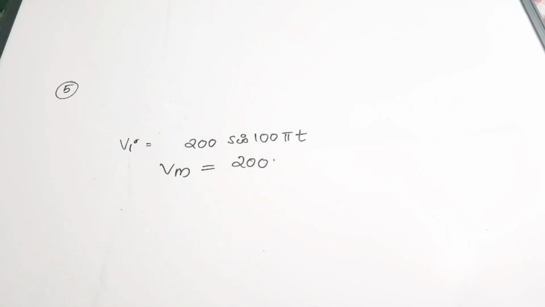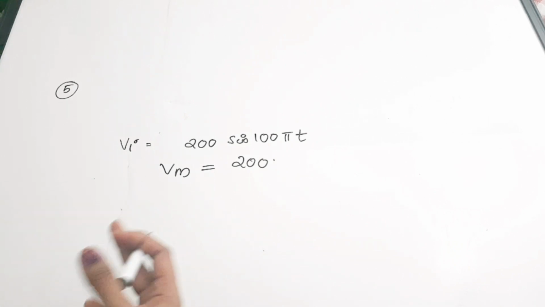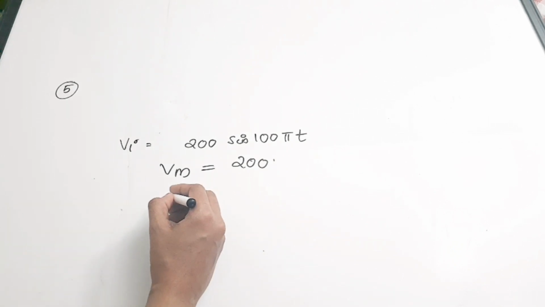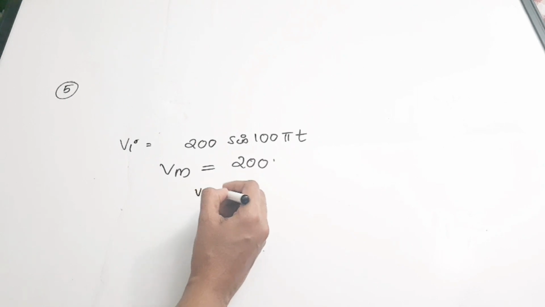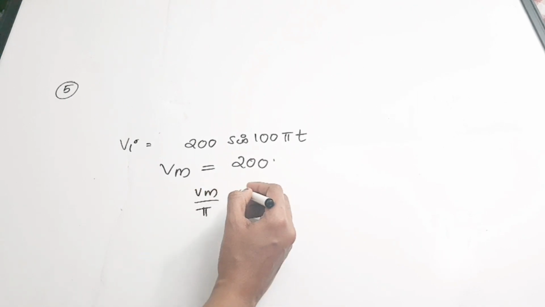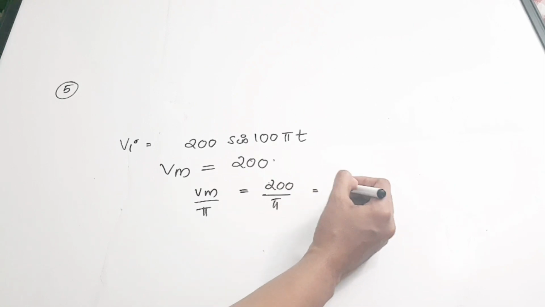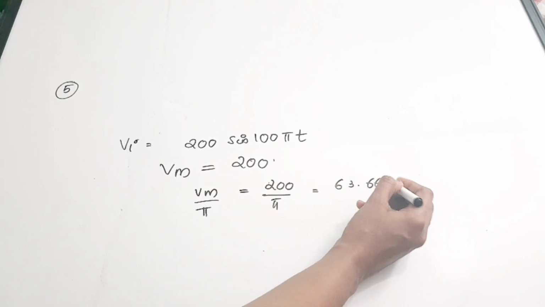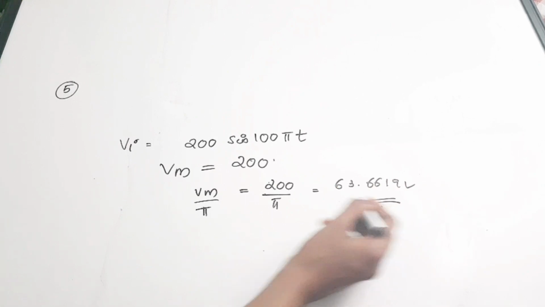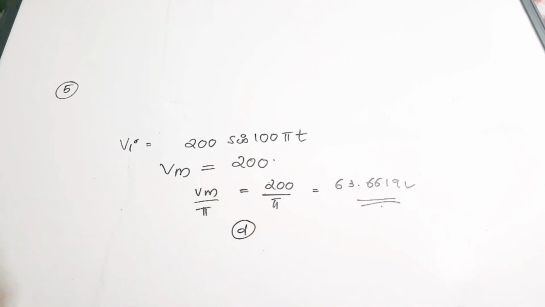Now we don't need the peak value. The question is asking the average value of output voltage. Output average will be Vm by pi. That is 200 by pi, which is equal to 63.6619 volt. So correct answer is option D. Okay, so fifth question, correct answer is option D. Moving on to the sixth question.